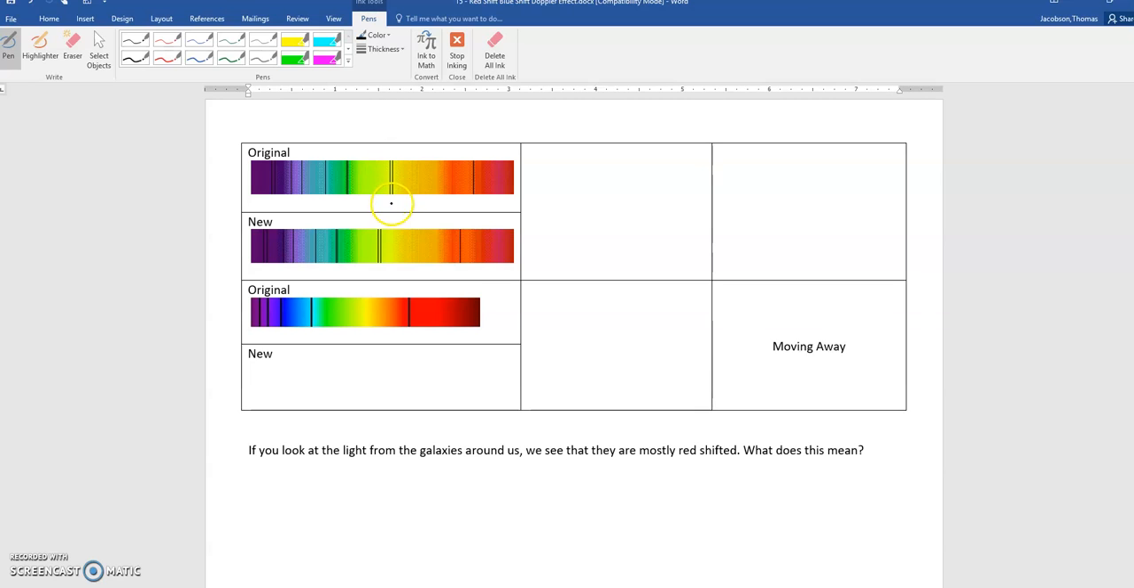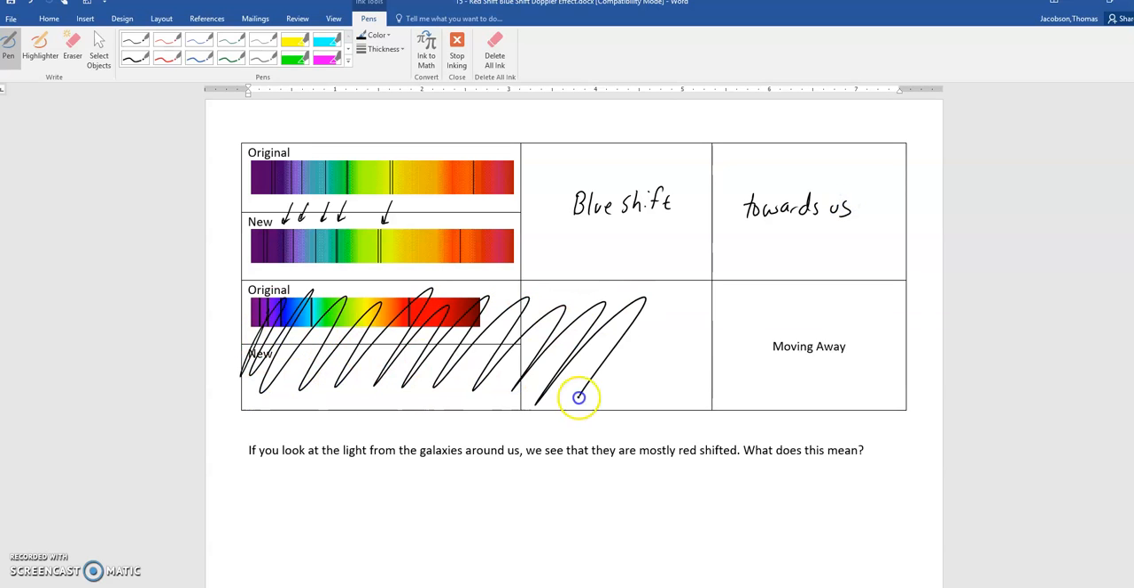And the last one would be something like this, where you look at a star and those spectral lines have been shifted over to the blue side. So that would be a blue shift. And if it's a higher frequency light, that means that the object is going towards us.